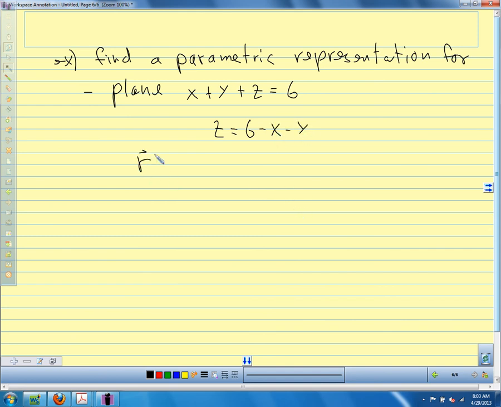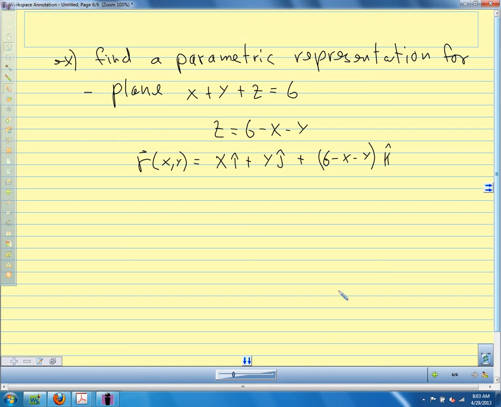So I can say r of x and y is, what did you want to do from that? x i hat, y j hat. Perfect. And we said this right at the beginning, if we have z equals f of x, y, then this could be a parametric representation of our surface. So that one not too bad. Questions?